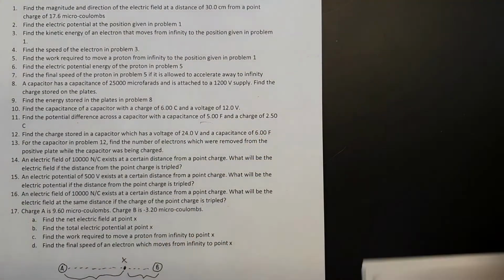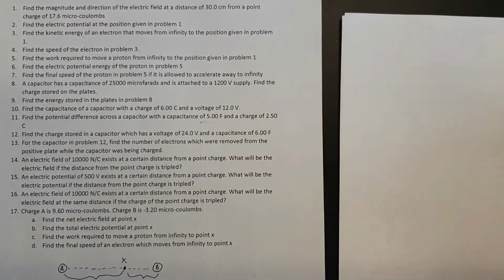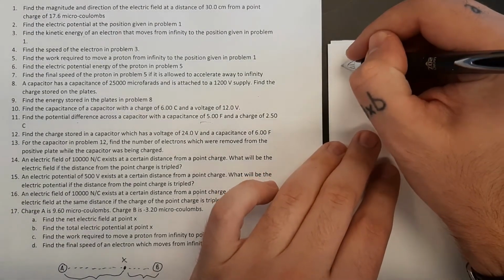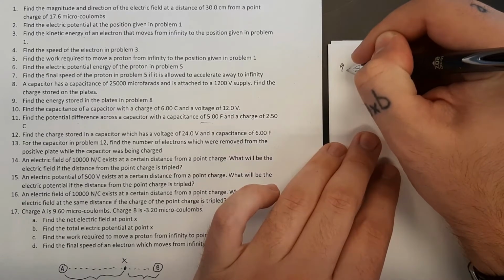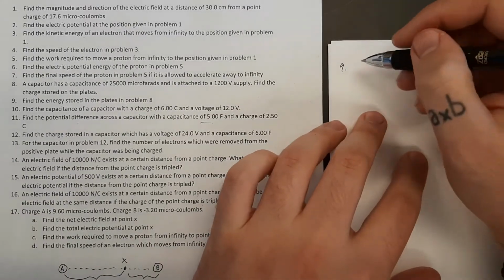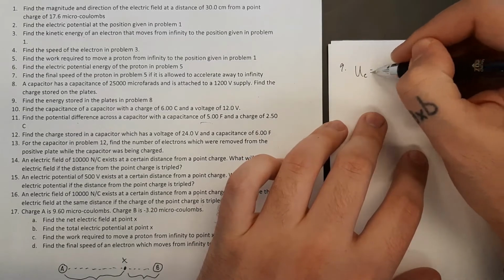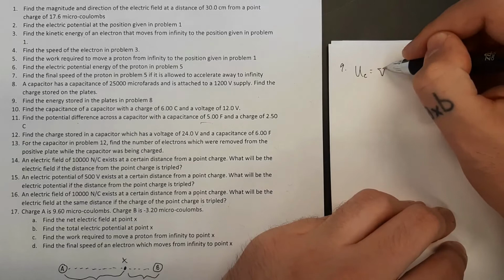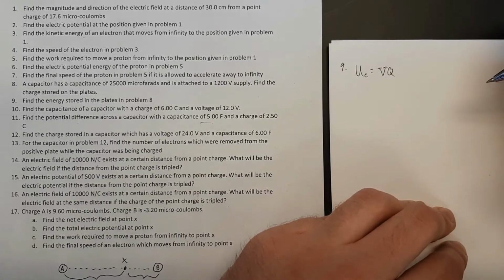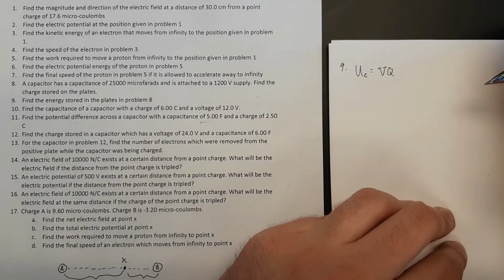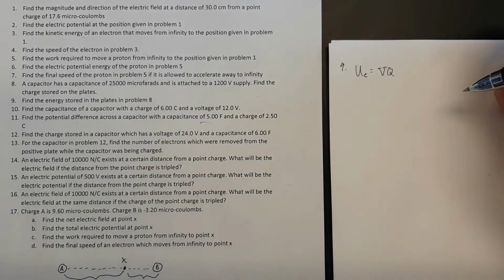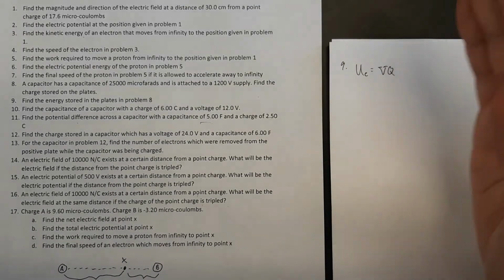Okay, next one. Number 9, find the energy stored in the plates from problem 8. Okay, so we're looking at energy. So our way of thinking about electrical potential energy, if you've got a constant voltage, is just our charge times our voltage. All right, that does not work for a capacitor, because as you're adding charge to it, you need more and more voltage to continue putting new charge on.